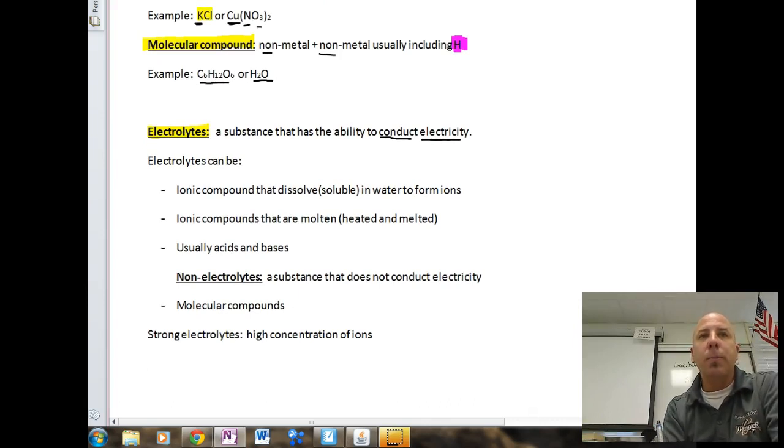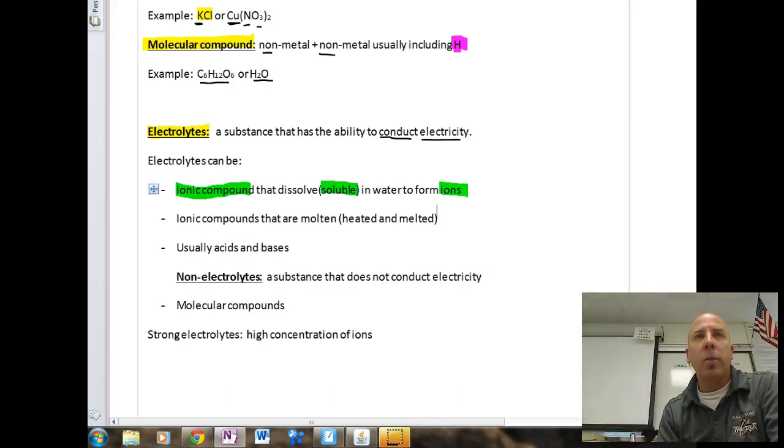Electrolytes can be a couple different things. One of the main ways we look at electrolytes is if you have an ionic compound that's been dissolved, that means it's soluble. It's able to dissolve. And we put it in water, what's going to happen is it's going to form ions. And when it forms those ions, they have the ability to conduct electricity. So that's one way we could tell if you have an electrolyte, an ionic compound.